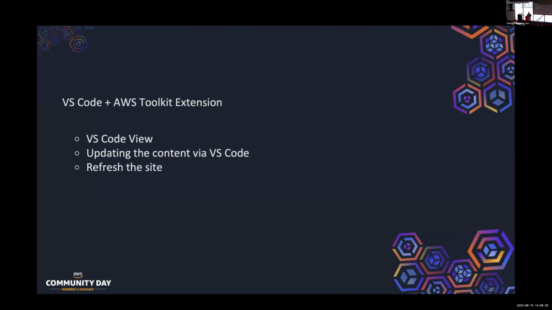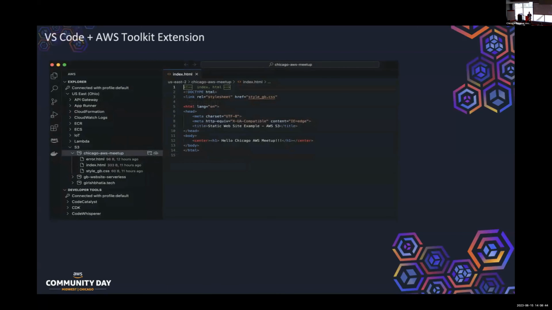If you are into an IDE, especially VS Code, very popular, there is an AWS Toolkit extension that you can add to your VS Code IDE. And then that AWS Toolkit actually will provide you access to many different AWS services. S3 is one of them. It doesn't provide you access to everything, but it has all the popular services. So you can directly access your bucket, you can directly update your files using this extension.